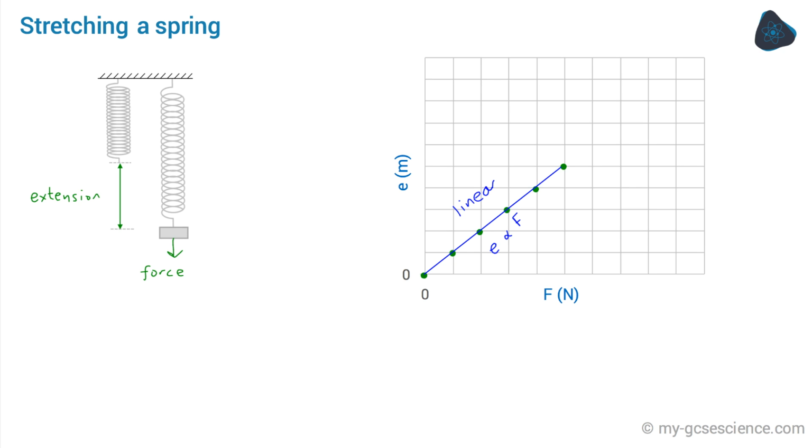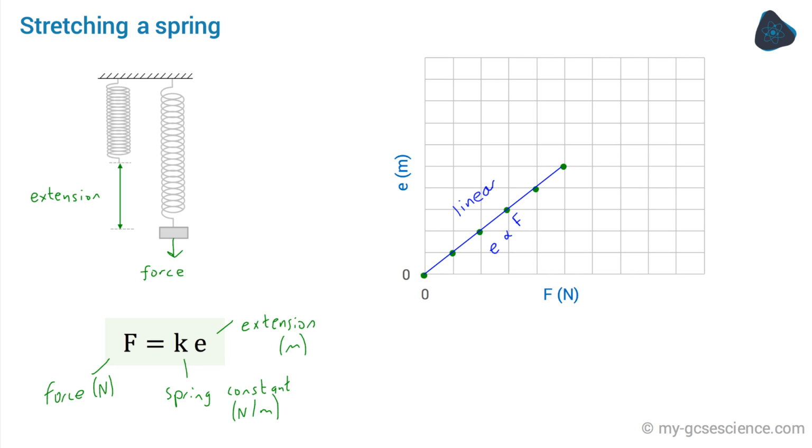This relationship is summed up by the equation F equals KE, where F stands for the force in newtons, E is the extension in meters, and K finally stands for something called the spring constant, which is measured in newtons per meter.